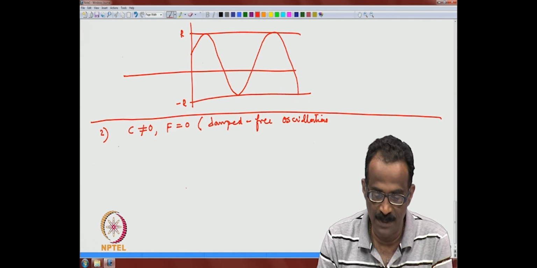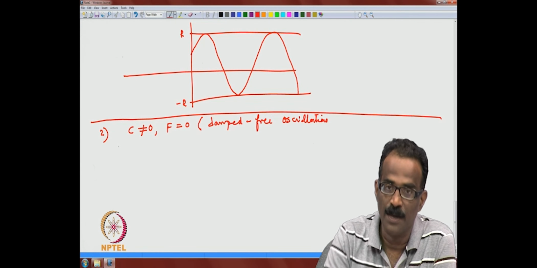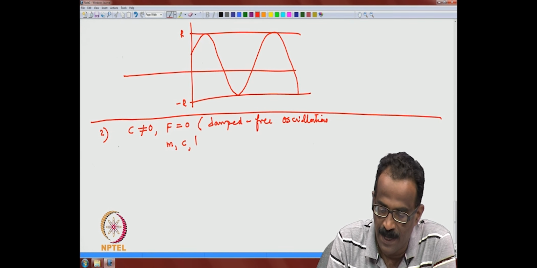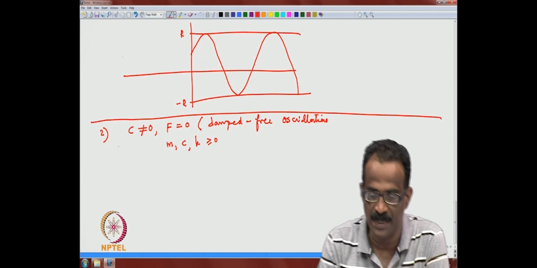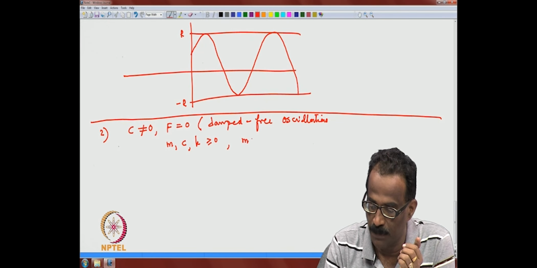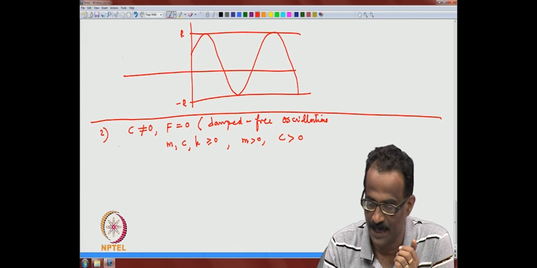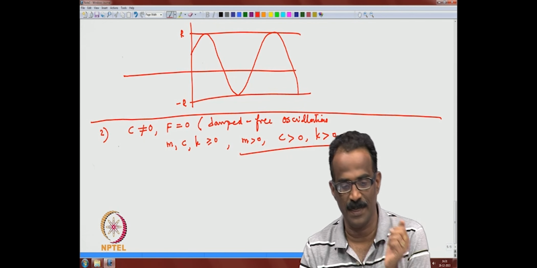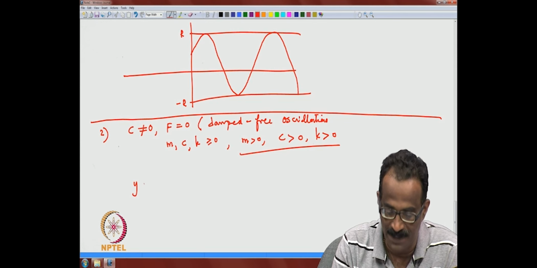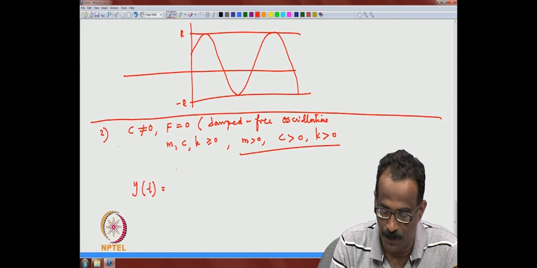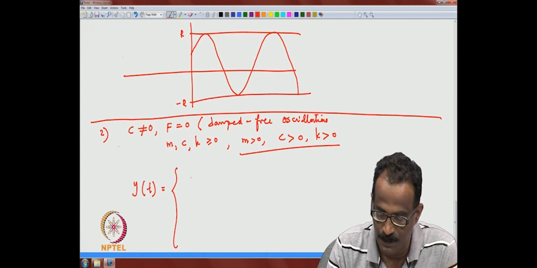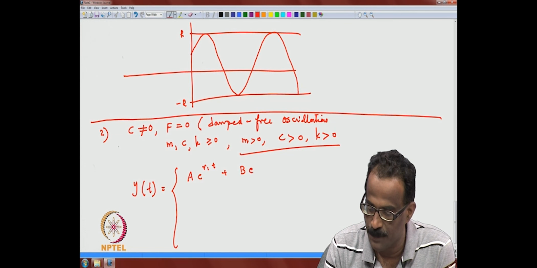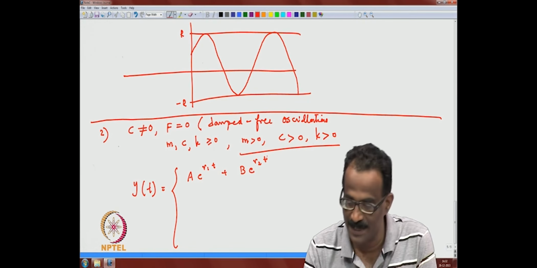In this case it is a homogeneous equation, and you know how to write down its solution, because m, c, k are non negative. We are assuming m is positive, c is positive, and of course k is also positive. You can write down your solution which we have already obtained depending on the roots. You will have a general solution of the form a e power r1 t plus b e power r2 t when the roots are distinct.